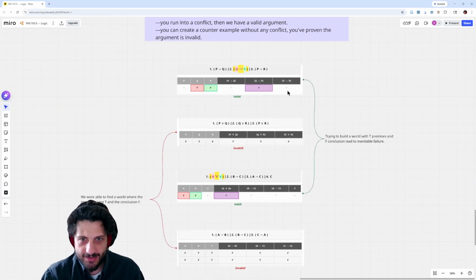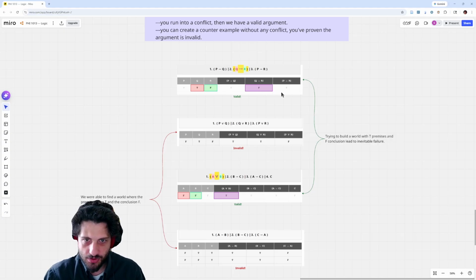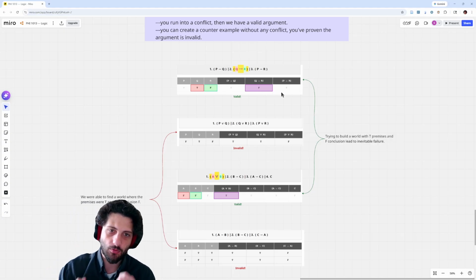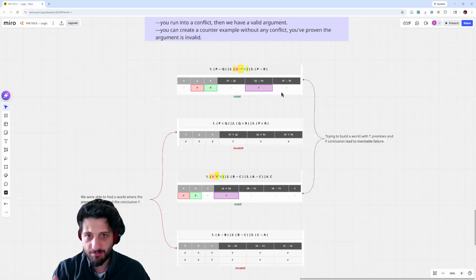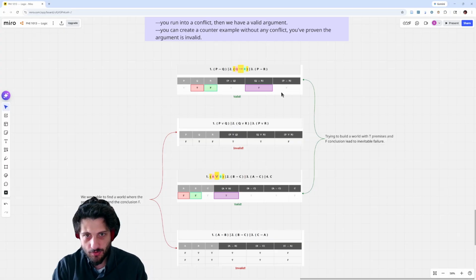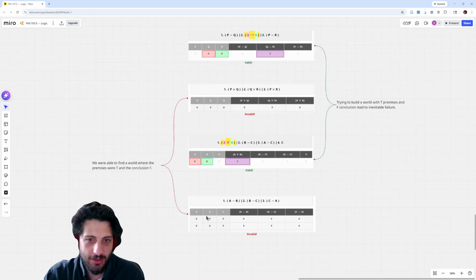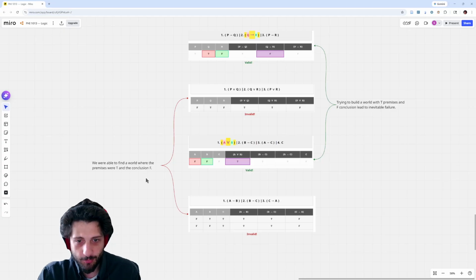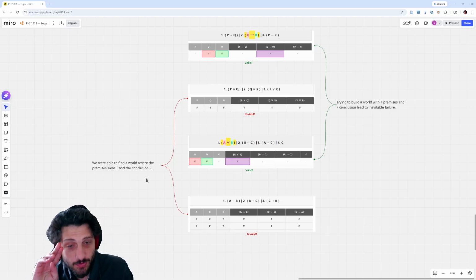But the point is just in general the same every time. We just hypothesize that we have true premises and a false conclusion. We try to work backwards to see what our atomic sentences would need to be to make that happen. And if we can make that happen, good. We found an invalidating row. We found a counterexample. So with our second and fourth examples, that's exactly what happened. We were able to find a world where the premises were true, but the conclusion was false.